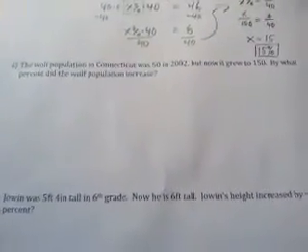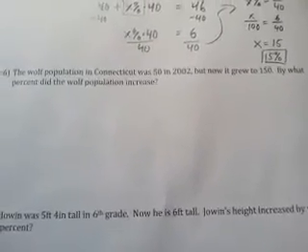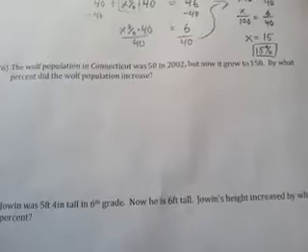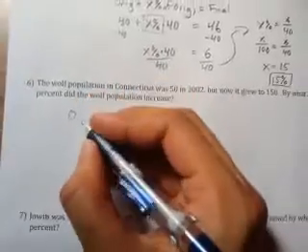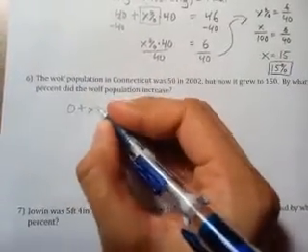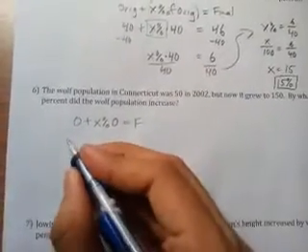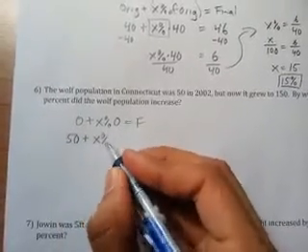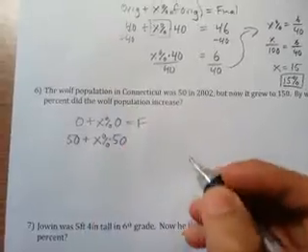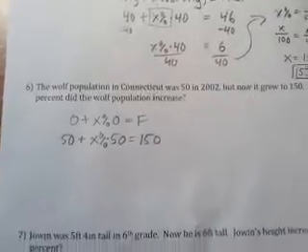Okay, let's move on. The wolf population in Connecticut was 50 in 2002, but now it grew to 150. By what percent did the wolf population increase? Okay, so again, I have the original plus X percent of the original is equal to the final amount. What was the original? It was 50. And do I know the increase? No, so I'm going to put X percent, but it was X percent of 50. Do I know the final amount? Yeah, it increased to 150.